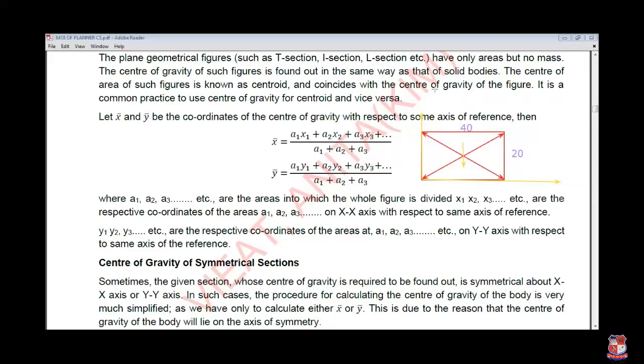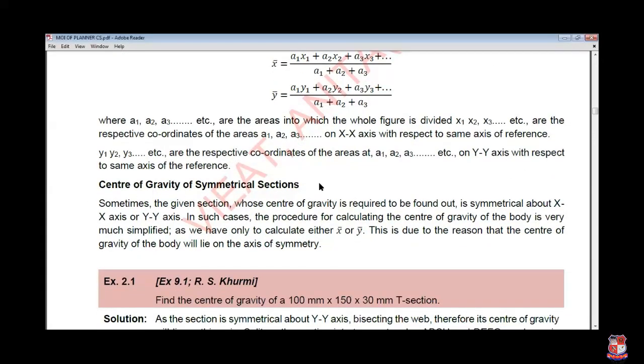Okay, so this is for a simple object, and the earlier formula is for a composite object. For each and every object you have to calculate a1 x1 and a1 y1 for all objects when you find out the centroid.